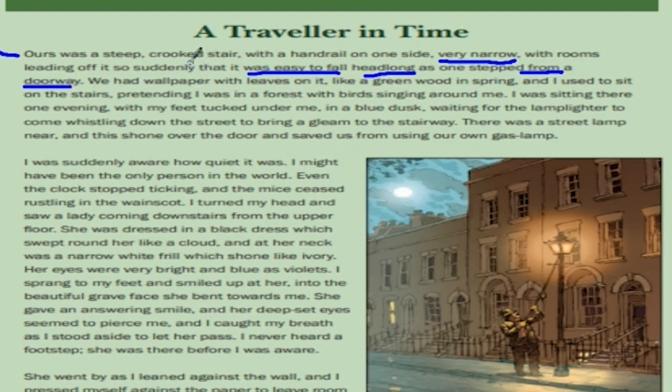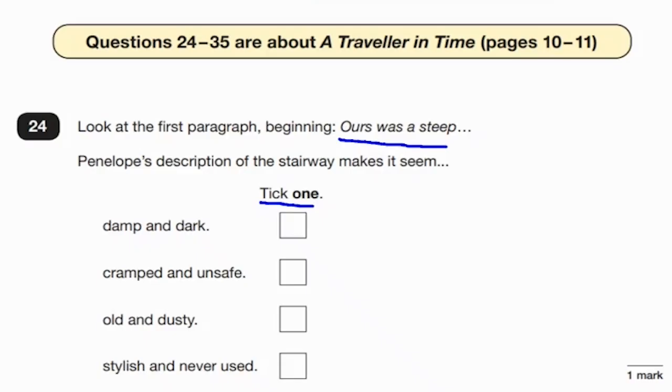So what evidence have we got there? Well, we know that it's a crooked stair, so it's not even. We know that it's very narrow, and it was easy to fall suddenly if you were coming out of a door. Let's see what that evidence suggests then, and which answer we should give. Looking back at the question, we've got 4 options. Does the description suggest that it's damp and dark, cramped and unsafe, old and dusty, stylish and never used? Well, given that it said that it was a crooked stairwell, very narrow, and it was quite dangerous coming onto the stairway, we would say that cramped and unsafe was the most obvious choice. So we tick that one.